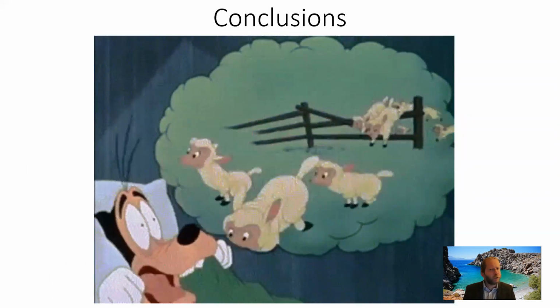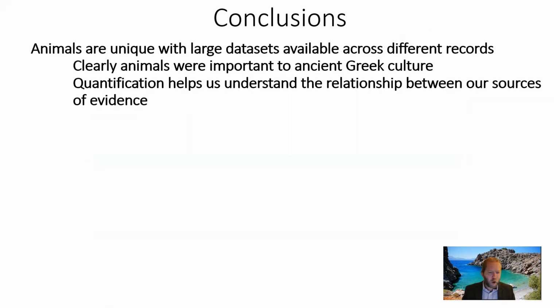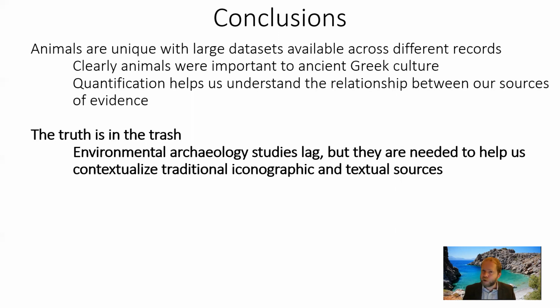So for those of you that are still awake, a few conclusions. One, animals are really unique. There are large data sets that exist across our different evidence records, and quantifying them shows just how important they were to Greek culture. It shows us about animals in the past, but it also shows us about the relationship between our sources of evidence. The truth is in the trash.